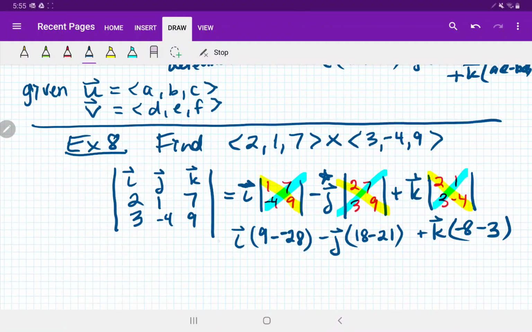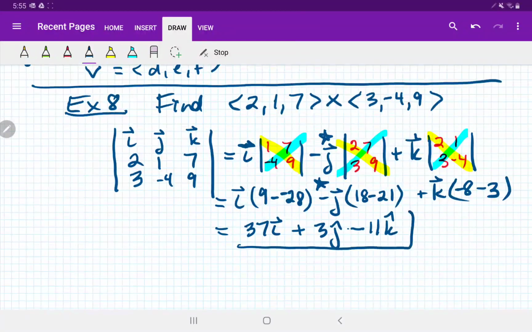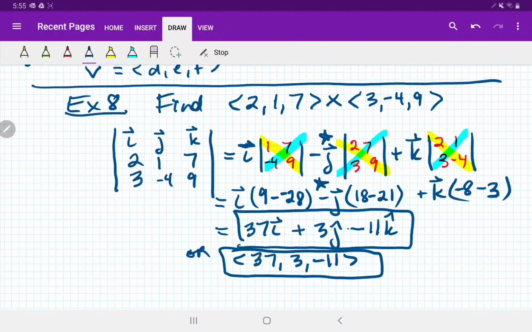Okay, and then something really fascinating happens at the end. So this is 37i plus 3j, and put a little star here so you remember, minus 11k. Okay, so this is the answer. You could answer it in standard unit vector form, or you could answer it in component form. Okay, we could put "or." So either one of these answers is okay.